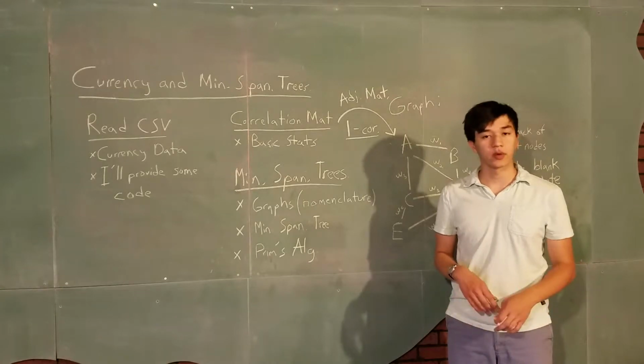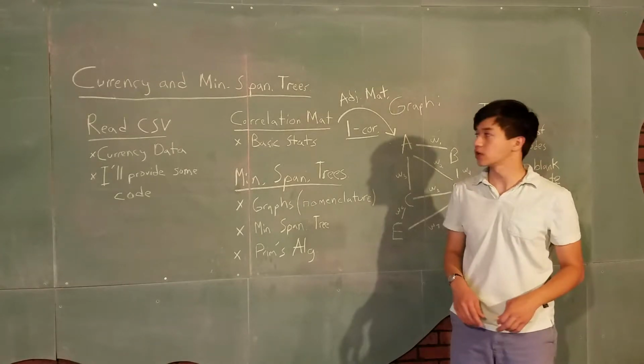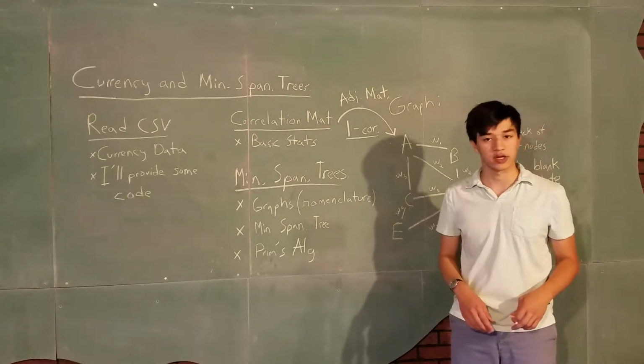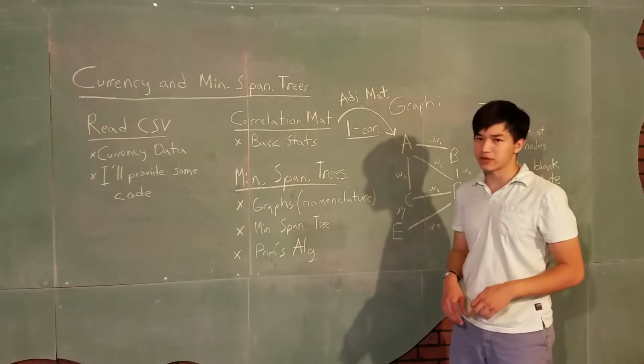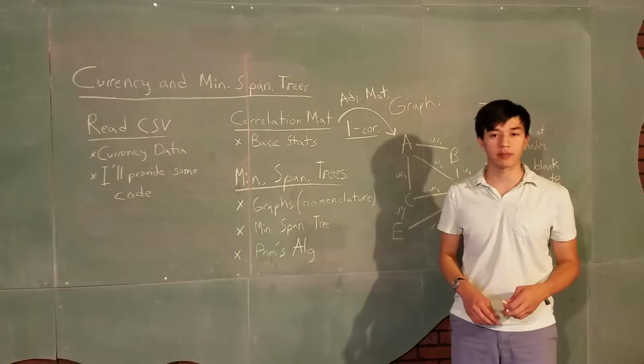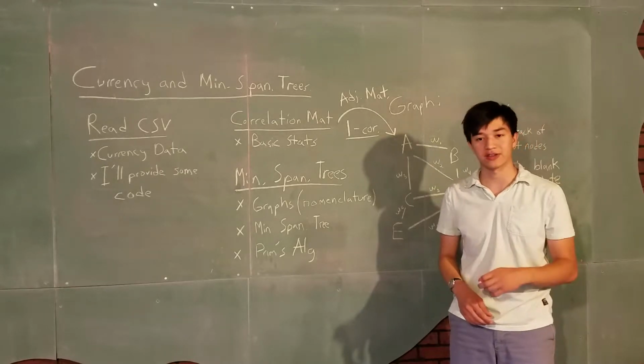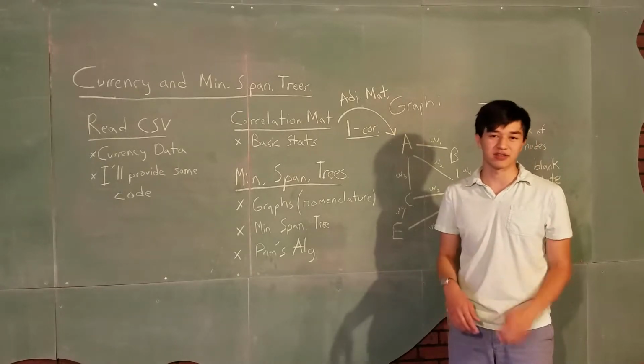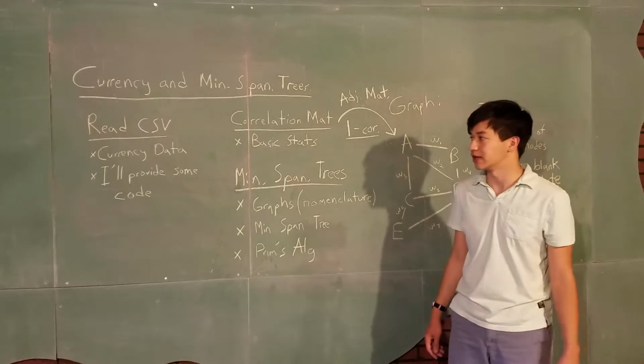Hey guys, so in this video we're going over our next project, which is currency correlation and minimum spanning trees. This project's a little bit more involved than the previous projects we've worked with, so I'm going to go stepwise: the first thing you need to do, then the next thing you need to do. We can just break it down into these smaller steps in order to make the project a little bit easier.